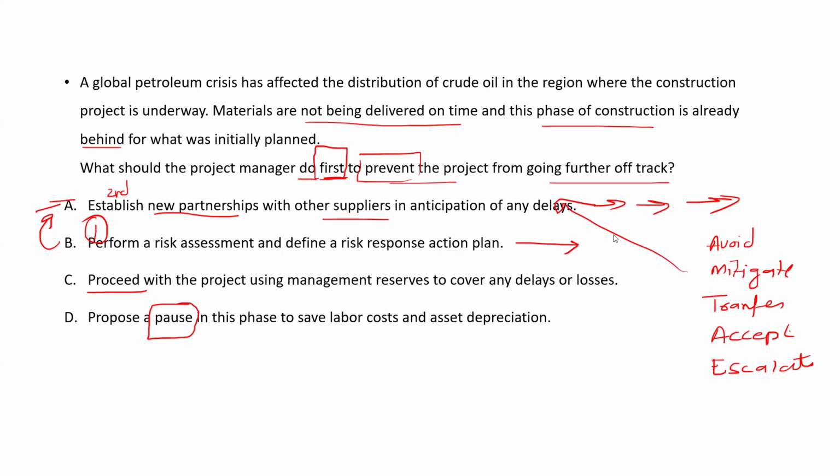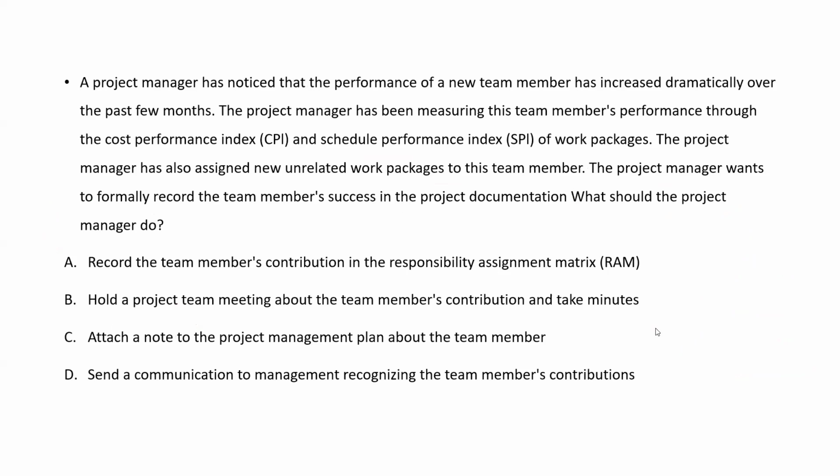Because avoid means you will change the plan. Transfer means you will buy the insurance. Accept means you are not doing anything. And escalate means escalate to the appropriate level because you cannot handle this thing. So if we cannot handle this thing, then it could be escalate. But now they have the plan available. So it means we are taking some actions. Great. Good work. Let's go next.